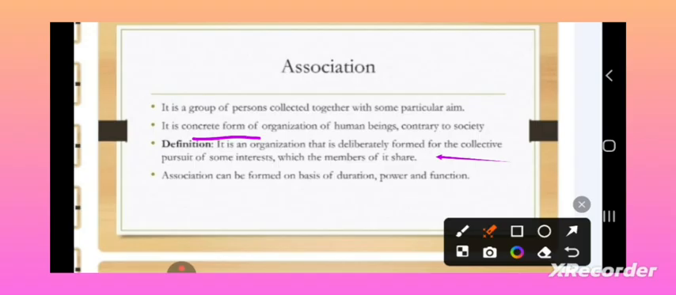Definition. It's an organization that is deliberately formed for the collective pursuit of some interest which the members share. This emphasizes the two key features. It is deliberate, planned, and interest based. Members join to achieve specific shared goals. Association can be formed on basis of duration, power, and function. Associations vary widely based on how long they are intended to last, how they exercise authority, and what they are designed to do.